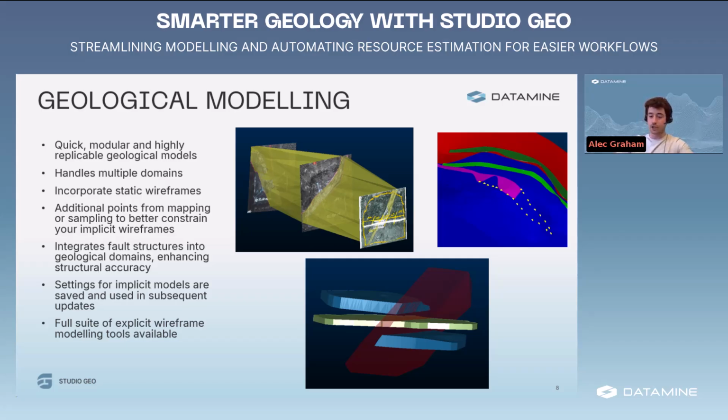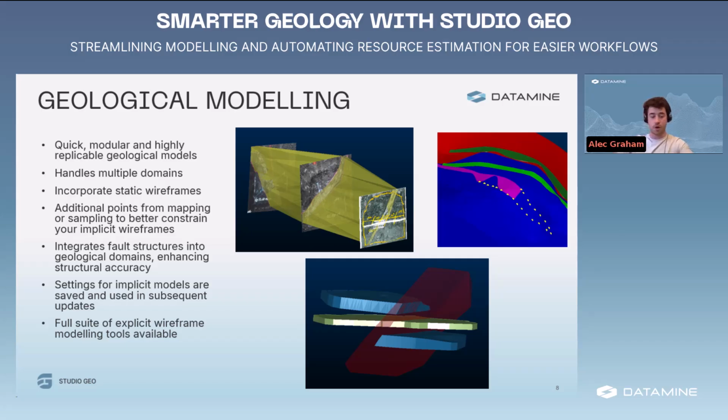We can use additional points from mapping or sampling to better constrain our implicit wireframes. So we do have some manual or explicit control over these wireframes. We have the ability to integrate fault structures. There's a picture here at the bottom right where we can see our blue model is being displaced by that fault structure. So we do have the ability to incorporate faults into our modeling as well.